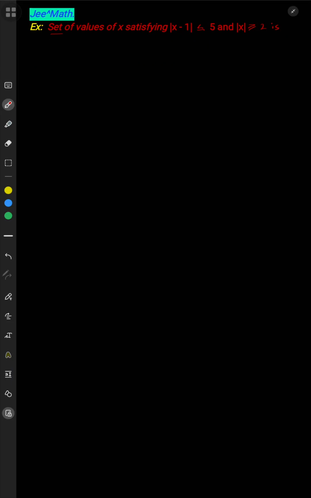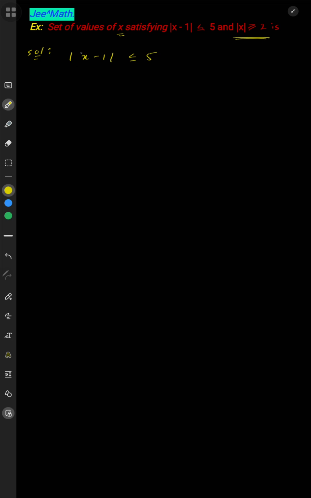Solution for this problem: find the set of values of x satisfying |x − 1| ≤ 5 and |x| ≥ 2. Okay, so here we need to get the values of x. The values of x we find should satisfy both inequalities. Anyway, first we are going to take the first inequality, |x − 1| ≤ 5.